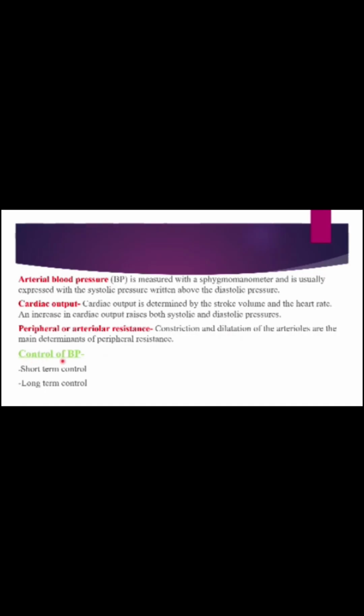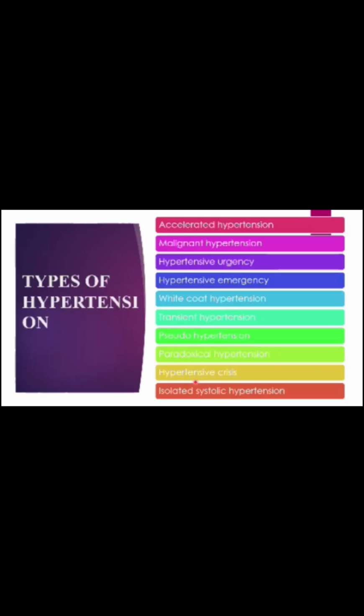Then control of BP. BP is controlled by short-term control and long-term control. In the short-term control, there are baroreceptors and chemoreceptors, and in the long-term control, there is the RAS system, the renin, angiotensin, aldosterone system. Here are the types of hypertension.